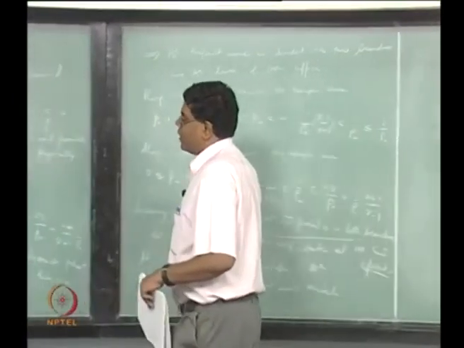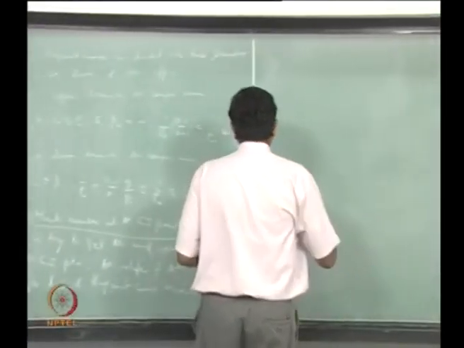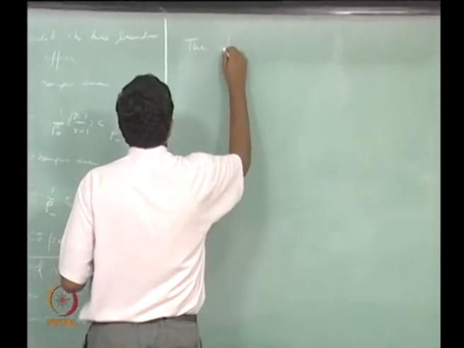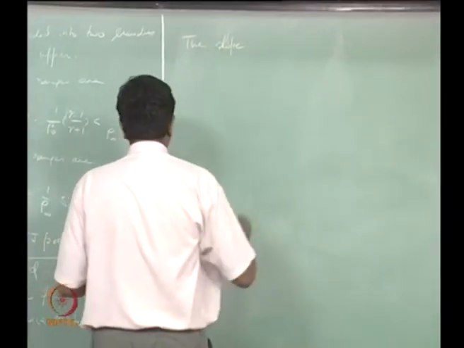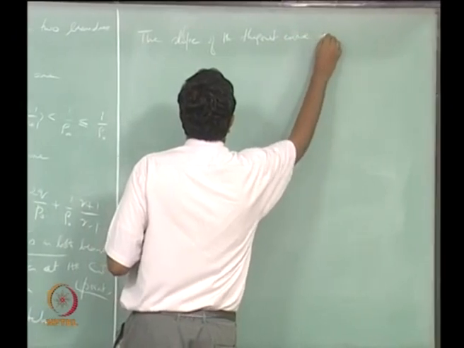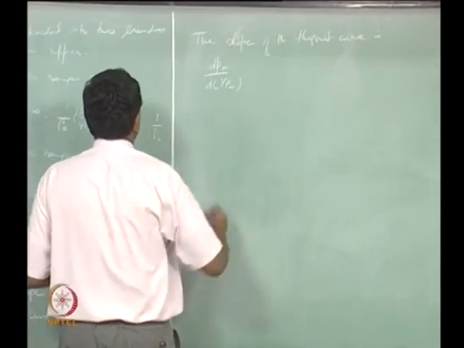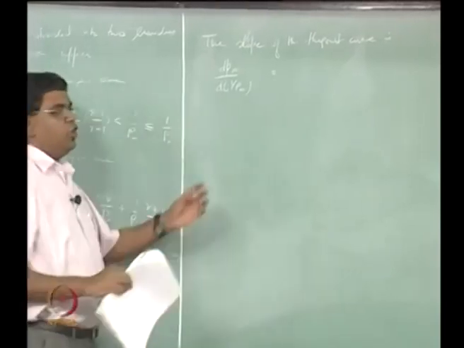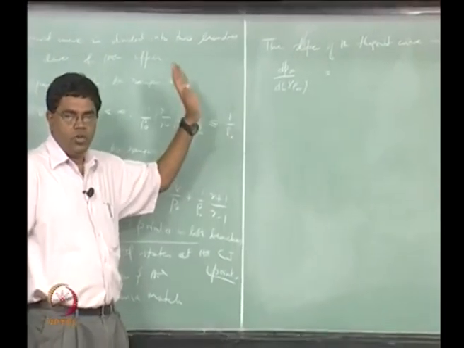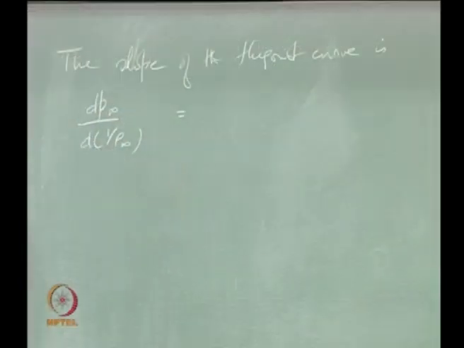So that means we have to first find out what is the slope at any point on the Hugoniot curve and then match it to the slope of the Rayleigh line. So the slope of the Hugoniot curve is dP_infinity over d(1/rho_infinity). This is something you can obtain by simply differentiating the Hugoniot curve with respect to 1/rho_infinity. Wherever you are getting a P_infinity, you differentiate that with respect to 1/rho_infinity.